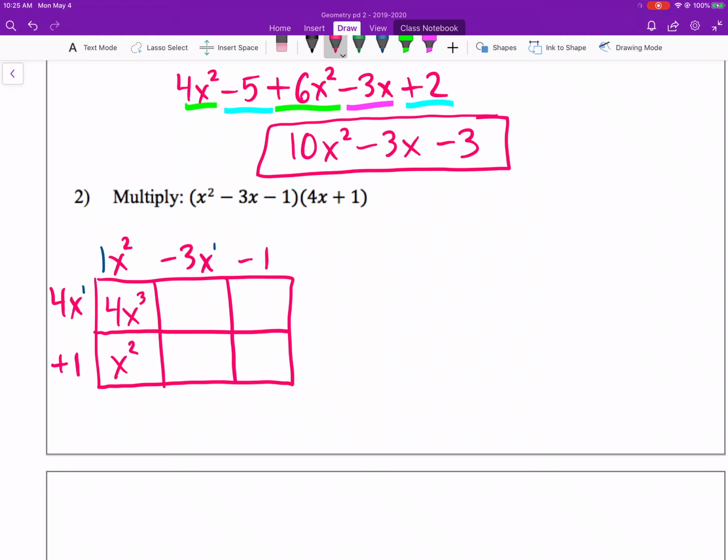Next, x squared times 1 is just x squared. Alright, now the -3x times 4x is -12x to the second power. X times x is x squared. Now -3x times 1, just itself, -3x. -1 times 4x, -4x. And -1 times 1 is -1.